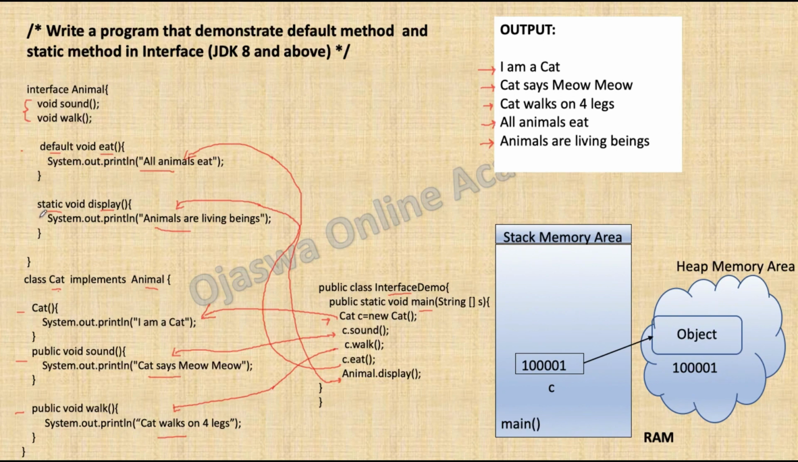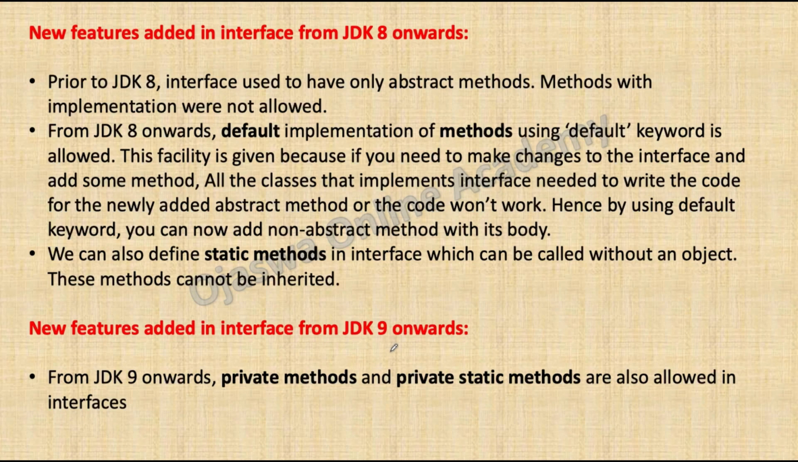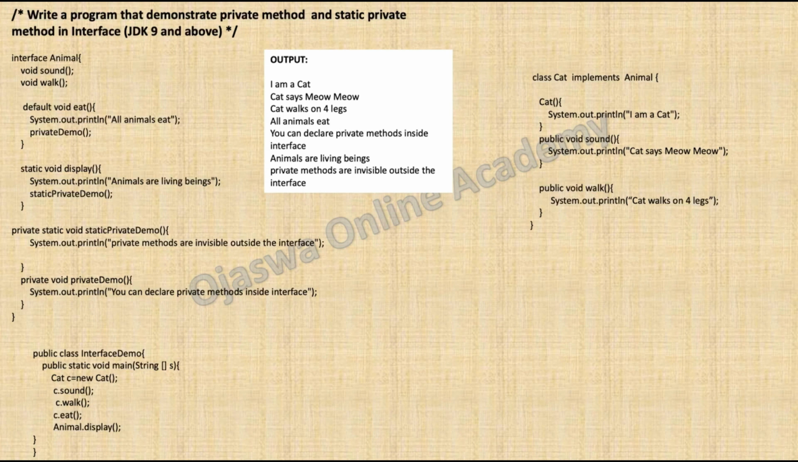You can also write a static method with implementation inside the interface, and when you are writing a static method you should not use the keyword default along with this. Now, new features added in interface from JDK 9 onwards. Along with the default method and static method, you can also add private methods or private static methods. So let us see this with the help of a program.